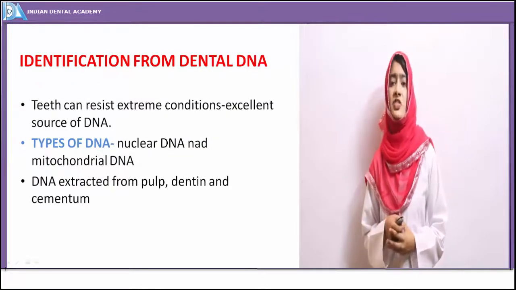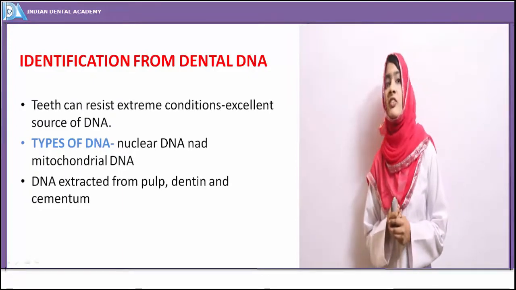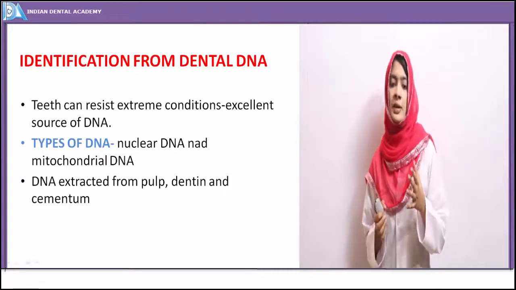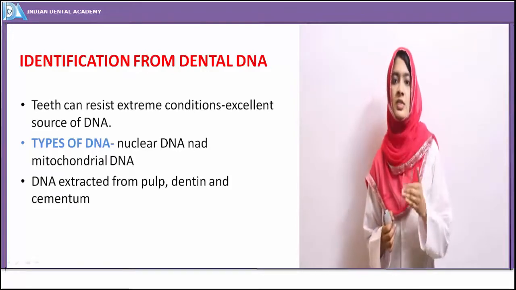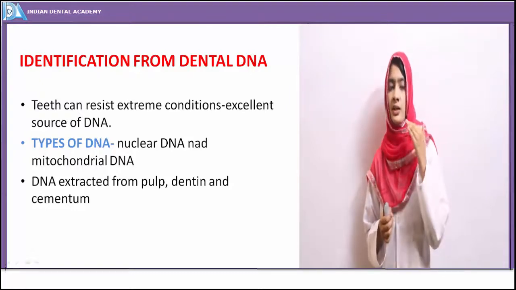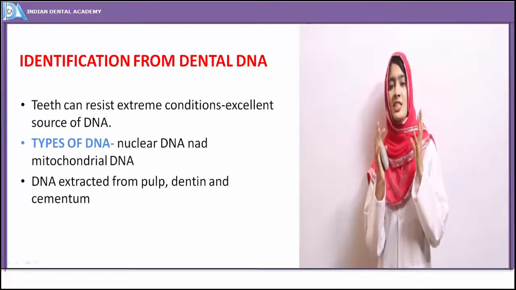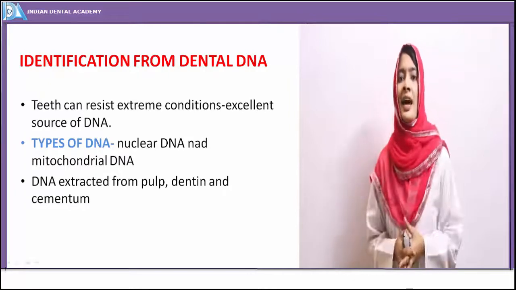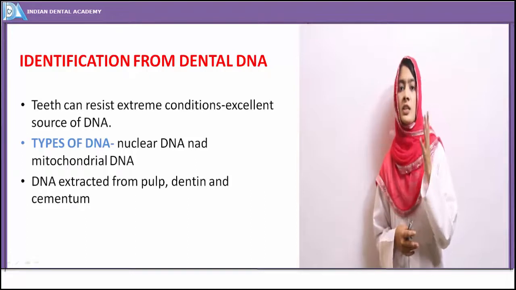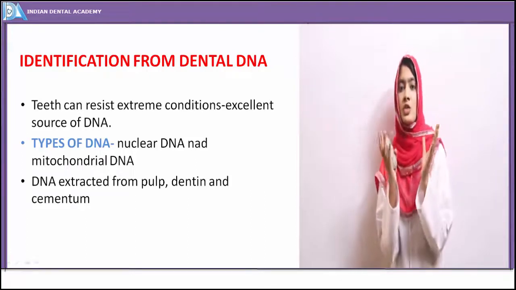So, identification from dental DNA. As I told you, teeth are resistant even to post-mortem decomposition. The teeth and all the dental materials used by dentists to restore the damaged tooth are also resistant to damage by decomposition and damage by heat. So the teeth tend to be intact. That is why the pulp tissue present in the teeth is also intact, and it helps in identification of the individual because it is the source of DNA.